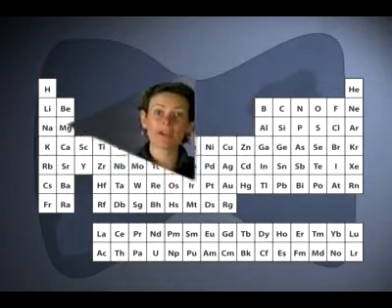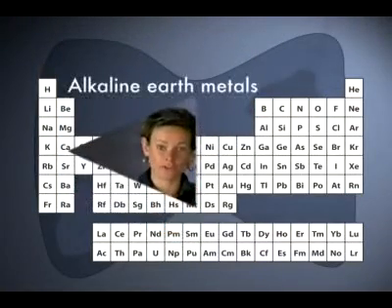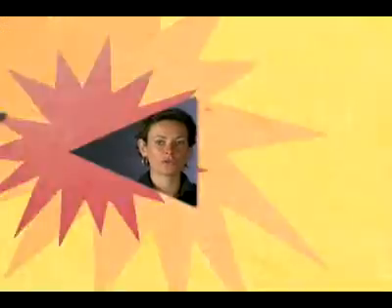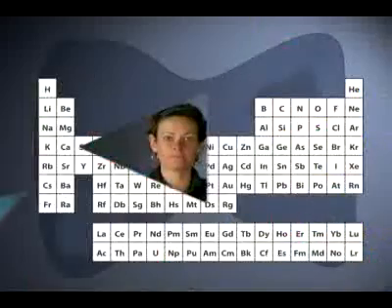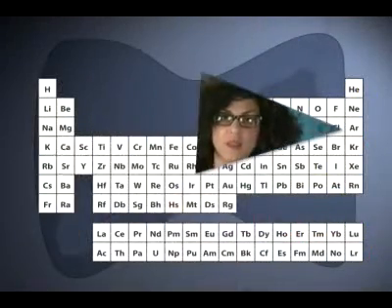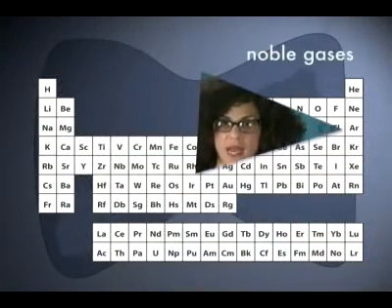Next to the alkali metals are their cousins, the alkaline earth metals. They also explode when they meet water, especially if they've already reacted with oxygen. Way over on the other side, the elements in the far right column are called noble gases.